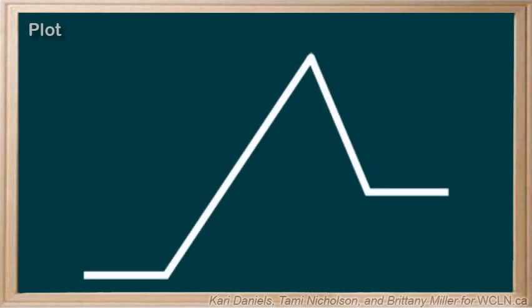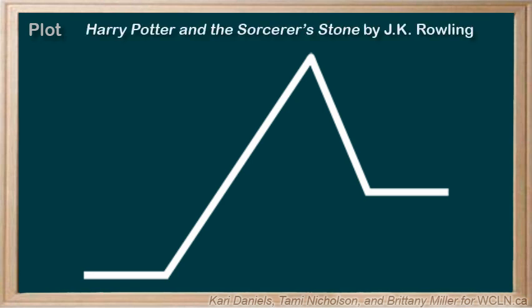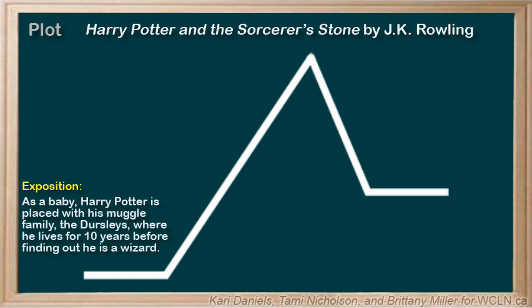Sample and very simple plot outline. Harry Potter and the Sorcerer's Stone by J.K. Rowling. Exposition. As a baby, Harry Potter is placed with his Muggle family, the Dursleys, for his protection. He lives there for 10 years before finding out he is a wizard.